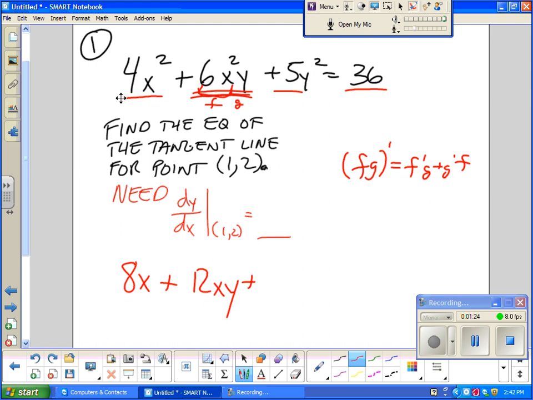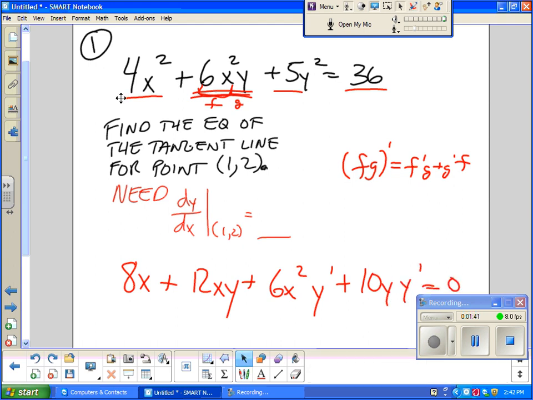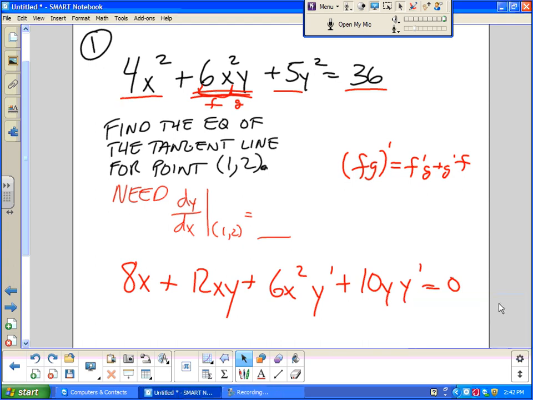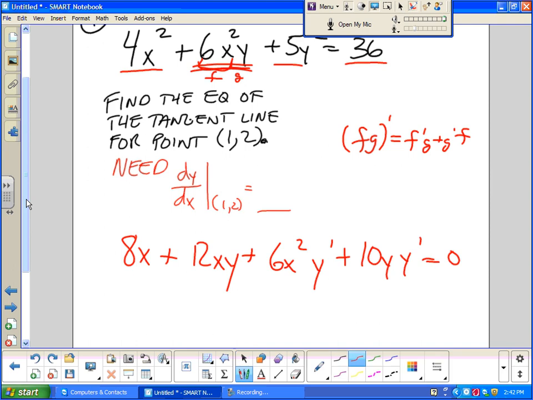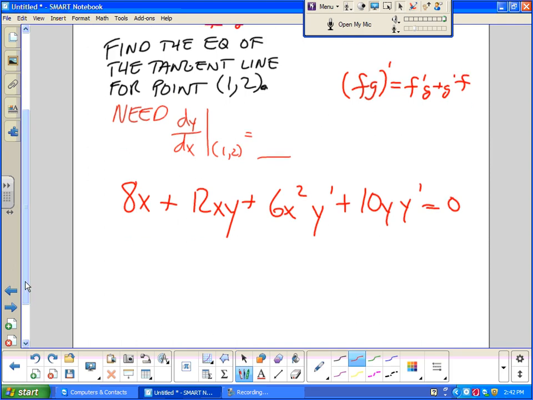then I'll do the other one, which is g prime f. The derivative of 6x squared y with respect to y is 6x squared y prime. And the derivative of 5y squared is plus 10y y prime equals 0. So your derivative ended up having 5 terms. 0 is a term. And now I really have to solve for y prime, so I can get a value here. So I will solve for y prime by moving the first 2 terms to the other side and factoring out the y prime of the remaining 2 terms.